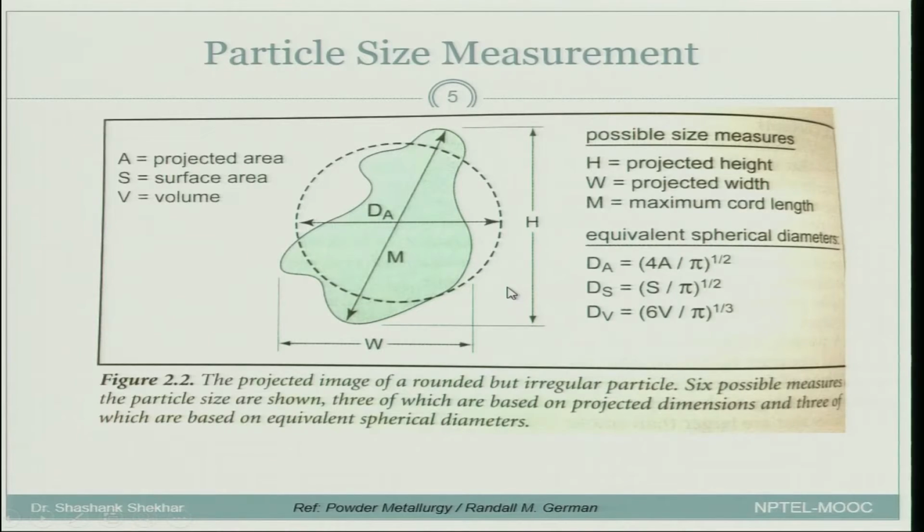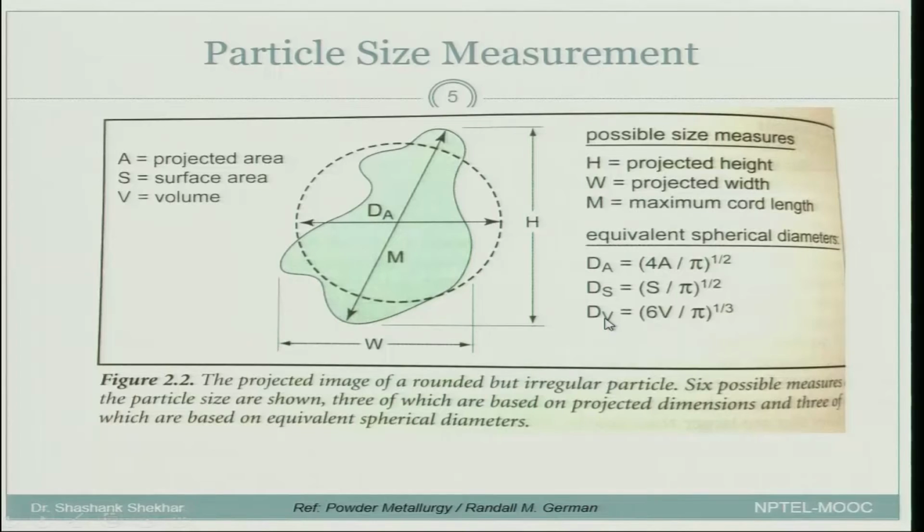Similarly, if there is a technique by which you are calculating the overall surface area, then again you find the diameter of a sphere which has equivalent surface area, and that is the diameter that you will quote. And the other one, which is the simplest one, is if you are somehow able to calculate the volume, then that will give you the usual πd³/6.